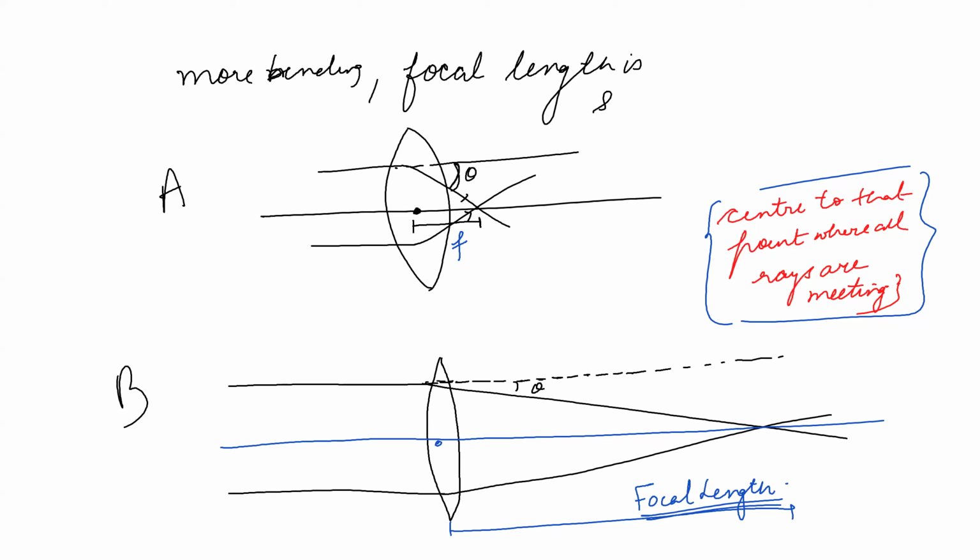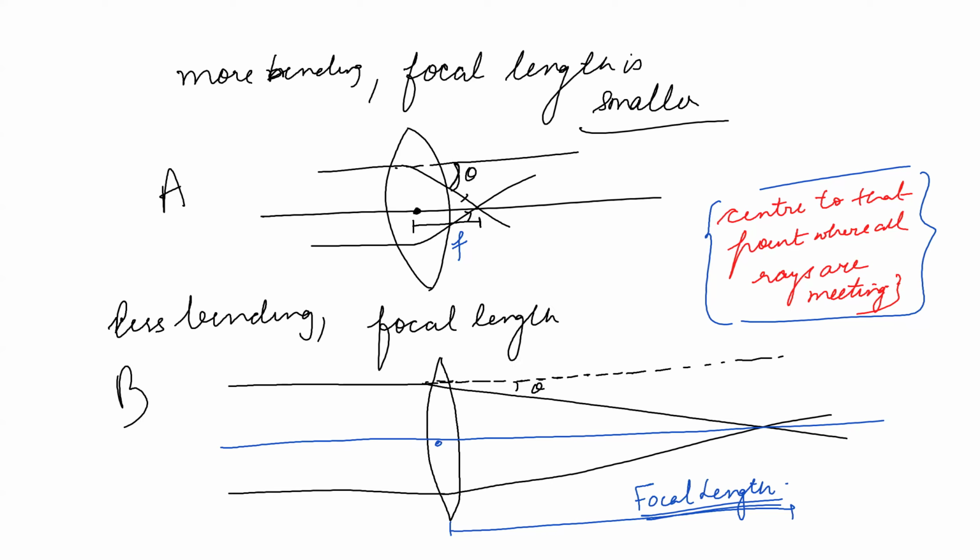Got the point? And here there is less bending, so the focal length is longer. That's the idea that we have. So when we are dealing with this part, you understand that the focal length in case of water came out to be 80 centimeters long.